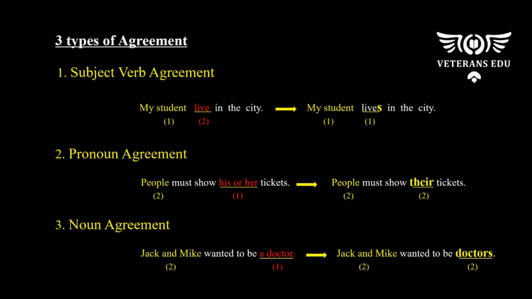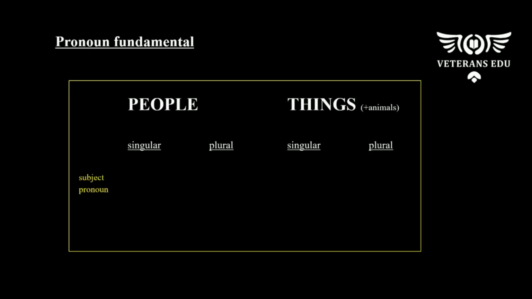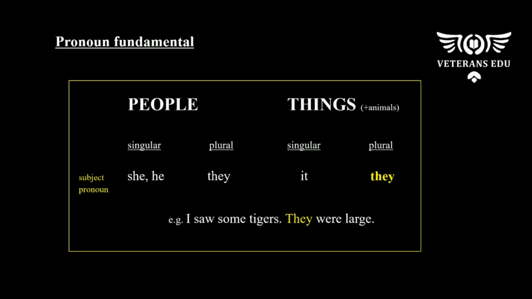So instead of wasting your time, I just want to talk about two more things regarding pronoun agreement that many students often are confused about. As you all know, when using a pronoun as a subject, depending on the gender, we would use the word she or he, and for two people or more, we would use the word they. Now, when writing about objects, including animals, in singular, we use the word it, and when writing about animals or things in a plural form, we still use the word they. For example, "I saw some tigers. They were large." It's perfectly fine.